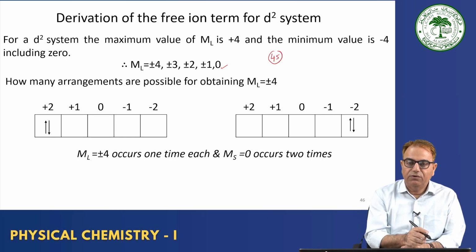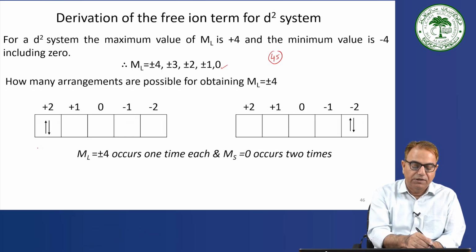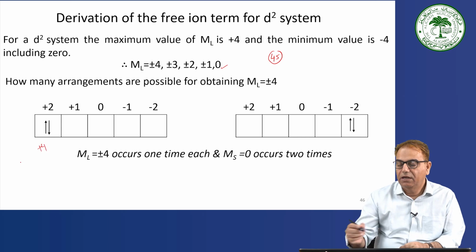So if you do this calculation for each of these ml values, you find out the different configurations which are possible. So how many arrangements are possible for obtaining ml equal to plus minus 4? I am writing both plus and minus. So one of the configurations will give you plus 4, and on the right hand side it will give you minus 4.